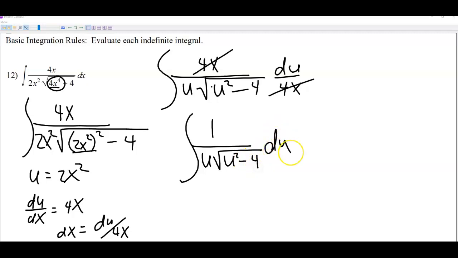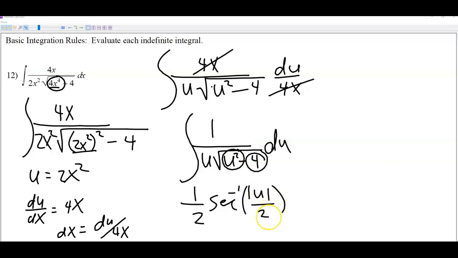And now we can go ahead and do the same rule we did in the last one. So it's going to be 1 over a, which is the square root of that number, arcsecant, and then absolute value of the square root of this over the a again. Don't forget your plus c. And then finally we plug the u back in.